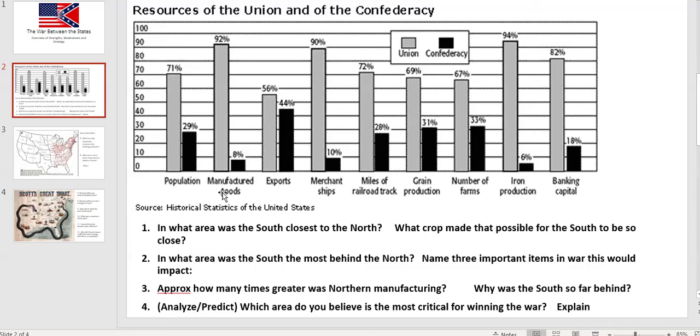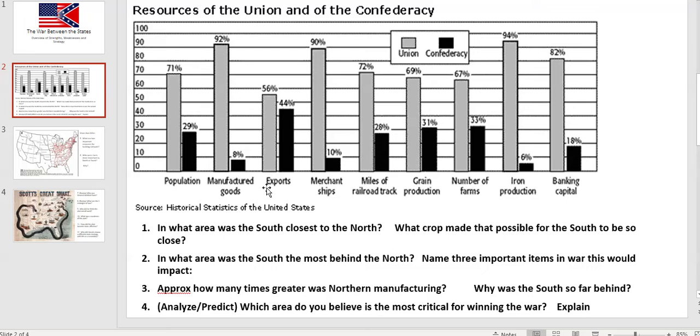You could talk about manufactured goods and say, well, you've got to manufacture a lot of things. You've got to make barrels to put food into to ship to the army. You have to make rifles, ammunition. You have to build wagons. You have to have harnesses for the horses for the wagons. Or any of those things.